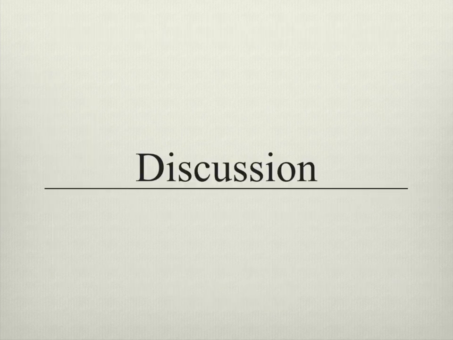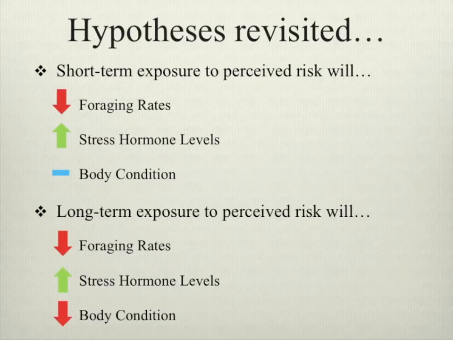Ultimately, what does this all mean? Let's revisit these hypotheses. So under short-term exposure to perceived risk, we found that there was no decrease in foraging rates. There was actually an increase. And this is really interesting, and it's likely due to the location of that perceived stressor, that bobcat urine, at their middens. Suddenly their midden, their nest, their home, was an area of increased perceived risk.